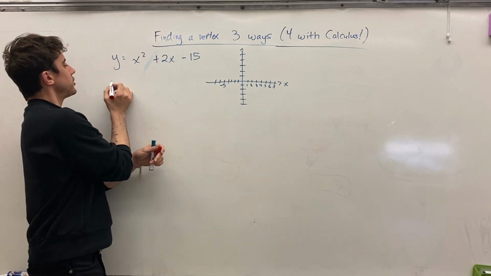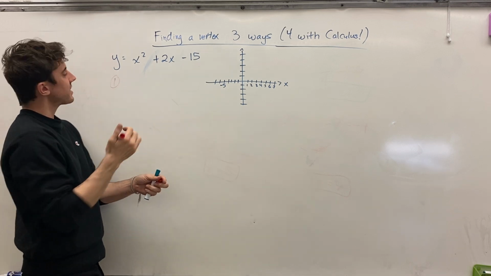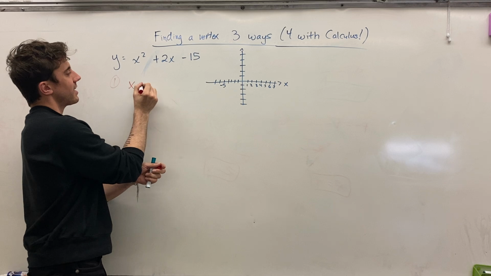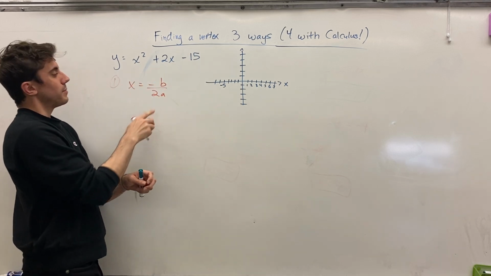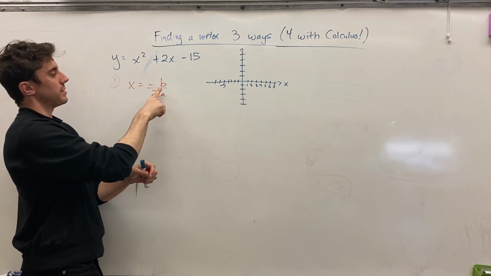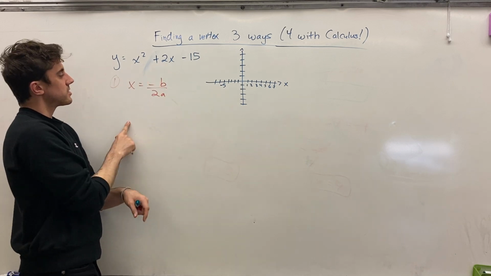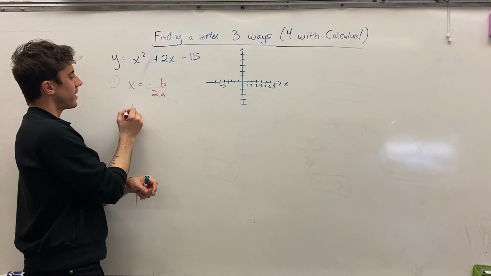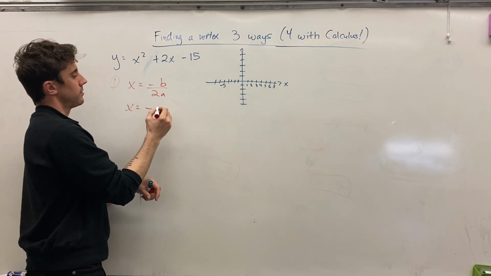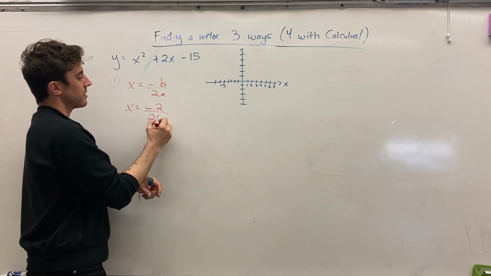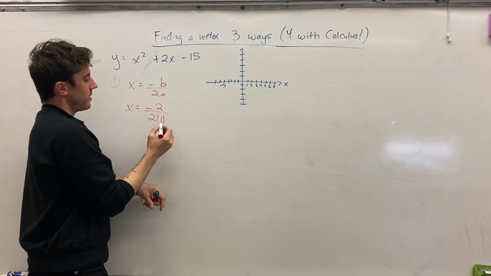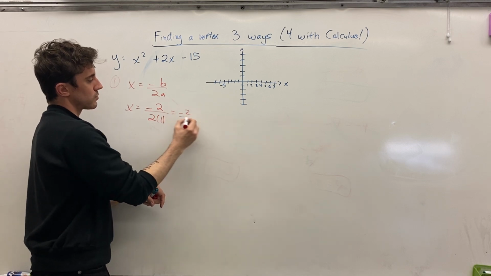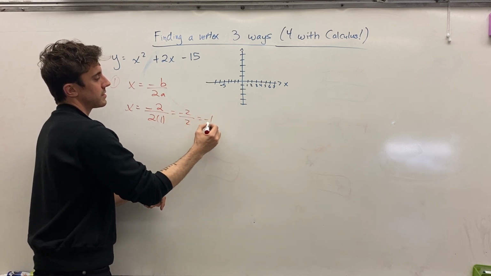So, strategy number 1. We can always find the x-coordinate of the vertex by x is equal to negative b over 2a, okay? A being the x squared coefficient, b being the x coefficient. And so we can find the x coordinate of the vertex by x is equal to negative 2 over 2 times a, and a is 1. There's nothing in front of x squared, so that's 1. And so negative 2 over 2 times 1 means negative 2 over 2, which means negative 1.